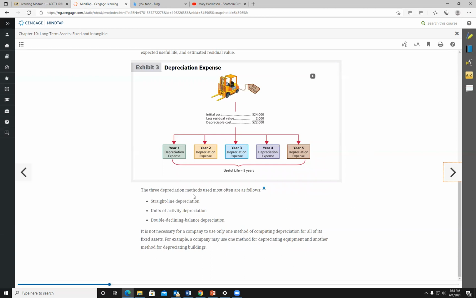Now, the three methods, it's not necessary for a company to use only one method of computing depreciation for all of its assets. For example, a company may use one method for depreciation of equipment and another method for depreciation of buildings. So you don't have to use one method for every asset. You can use different methods depending on the type of asset.